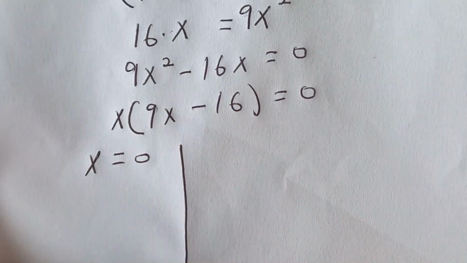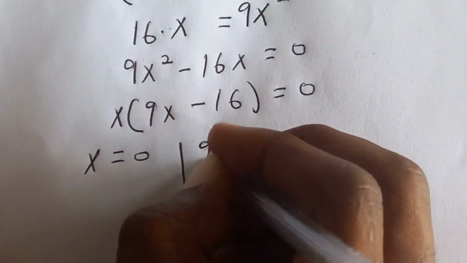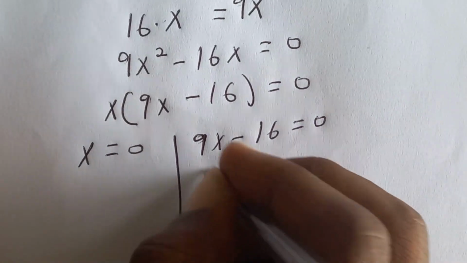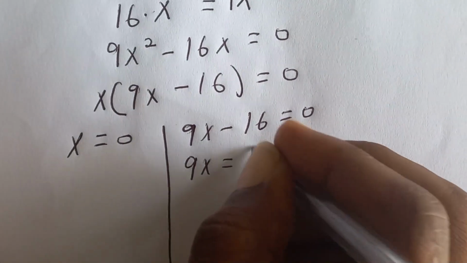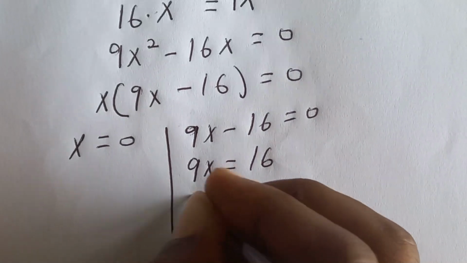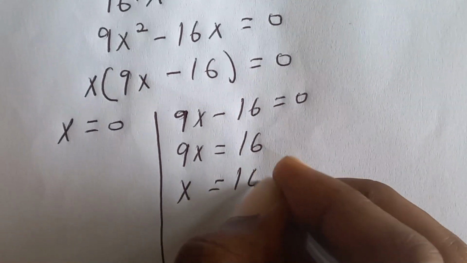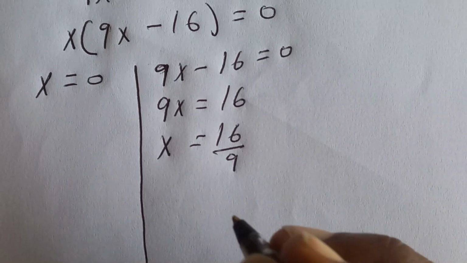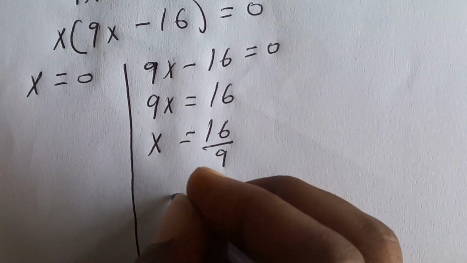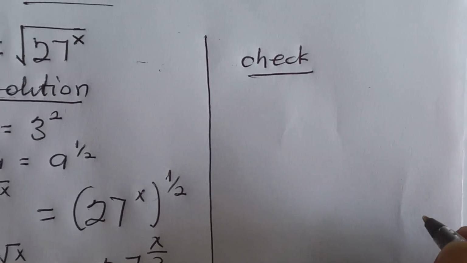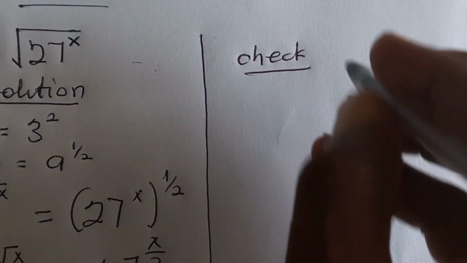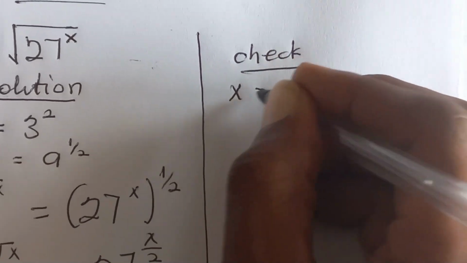Then we have 9x minus 16 is equal to 0. So we have 9x is equal to 16. So our x is equal to 16 on 9. Okay, 16 on 9. So if we are checking, let's see whether the two answers of x satisfy the equation. Okay, so let's check when x is equal to 0.